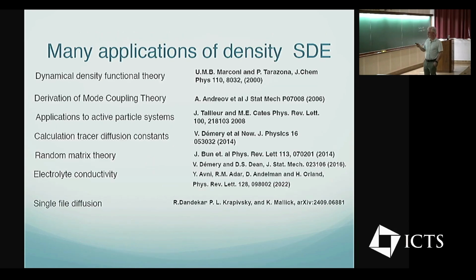And of course, I have this list when I talk about this. Starting from this, people have developed dynamical density functional theory. You can rederive mode coupling theory, applications to active particle systems, which is perhaps where it is most used, calculate tracer diffusion constants, random matrix theory, electrolyte conductivity, you can revisit and improve the Onsager theory, and then I learned yesterday, single file diffusion.